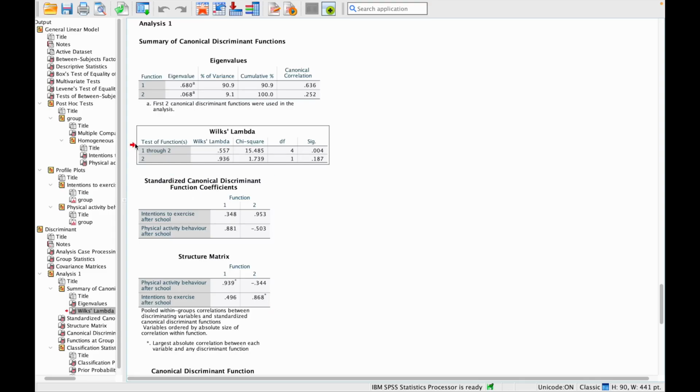The Wilks' lambda table shows the statistical significance of both functions, 1 through 2, and when the first function is removed, 2. The groups can be discriminated by 2 functions, p equals 0.004, but not one function, p equals 0.187. So we're going to write this as the Wilks' lambda score, chi-square, with the degrees of freedom in the brackets, then its chi-square value, and then followed by the p-value.